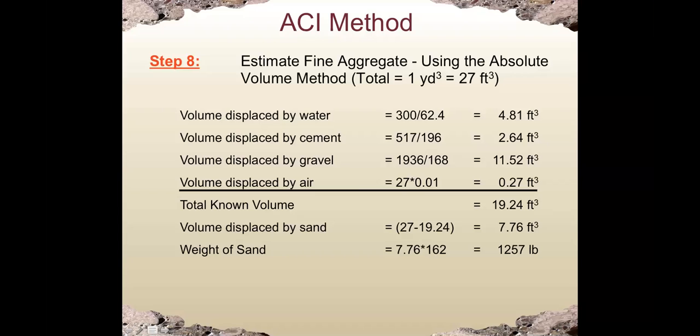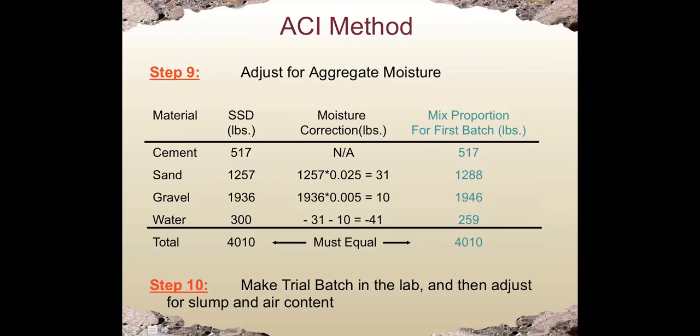All right, almost there. The last step is to adjust the moisture content. Based on the mix design, we need this much cement, 1257 pounds of SSD sand, 1936 pounds of SSD gravel, and 300 pounds of water. The moisture content is 2.5% for sand and 0.5% for gravel.